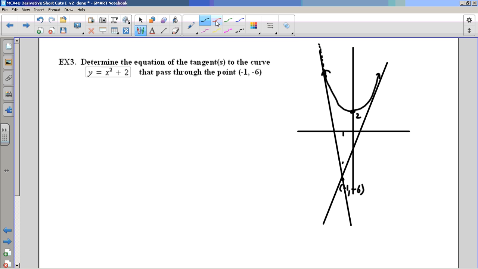How are we going to do this? Well, determine the equation of the tangents to the curve that passed through this point. So we got this point. We don't know this point, and that's big trouble, right? We don't know that point. What are we going to need to do?